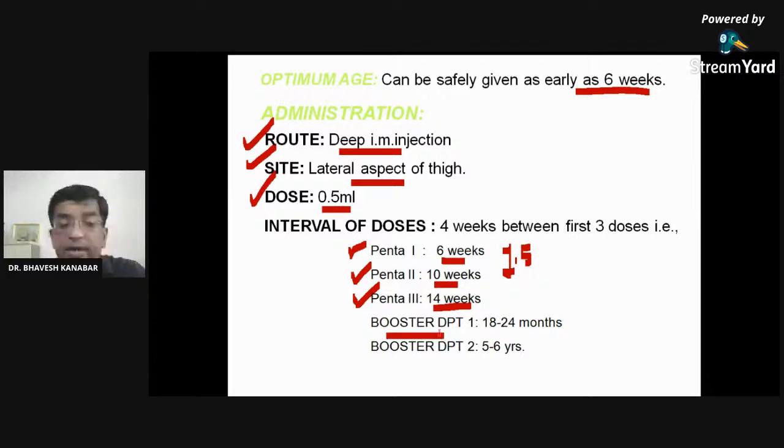The DPT booster 1 is given between 18 to 24 months of age, that is 1.5 years to 2 years. And DPT booster 2 is given at the age of 5 years generally. It is 5 to 6, but generally at the age of 5 years, DPT booster 2 is given. Right. So Penta 1, 2 and 3 at 6, 10 and 14 weeks. DPT booster 1 at 18 to 24 months. DPT 2 at 5 years.